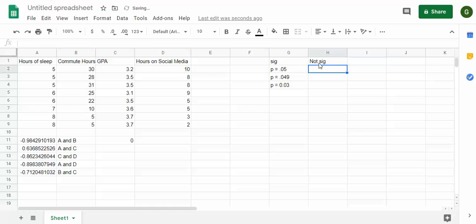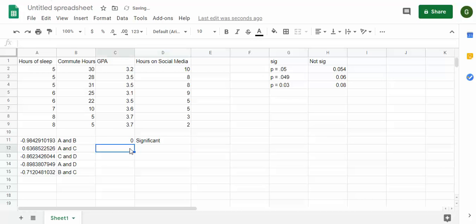But if p is above 0.05, like let's say 0.053 or 0.054, or something higher like 0.06 or 0.08, that's not significant. So yeah, significant means 0.05 or less. Not significant is above 0.05. And 0 is definitely under 0.05, so it's significant. So this is a significant correlation in my data set.